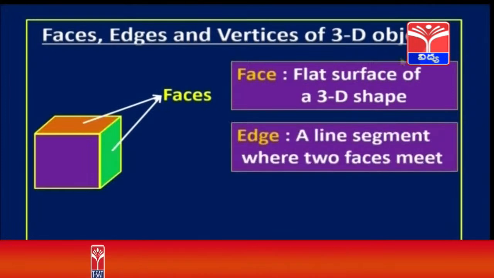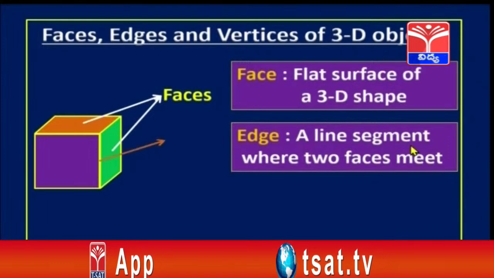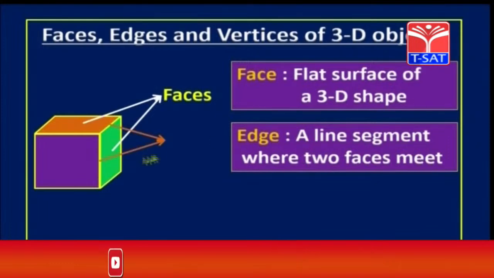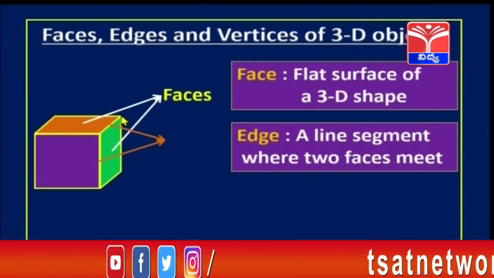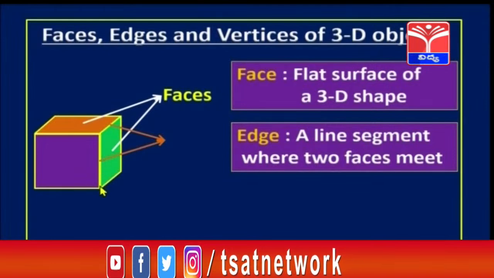Now what is an edge, children? Yes, a line segment where two faces meet is called an edge. See children, here I am taking two edges. The orange color face and green color face are meeting at this edge. The violet color face and green color face are meeting at this edge.